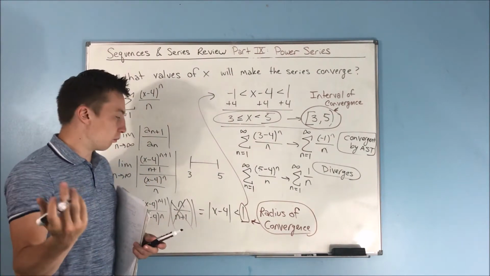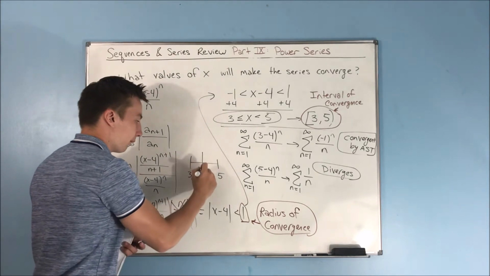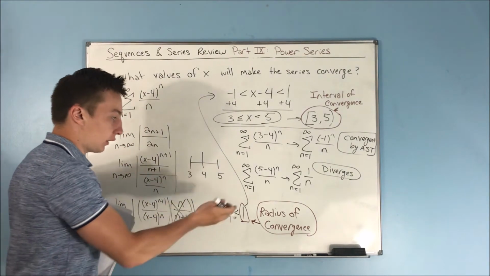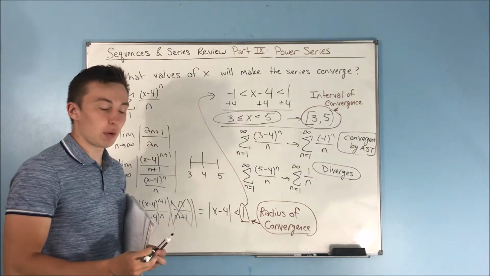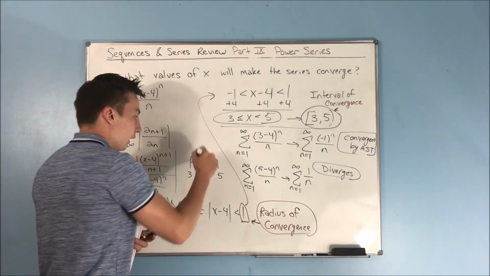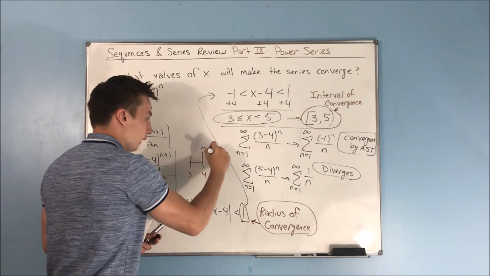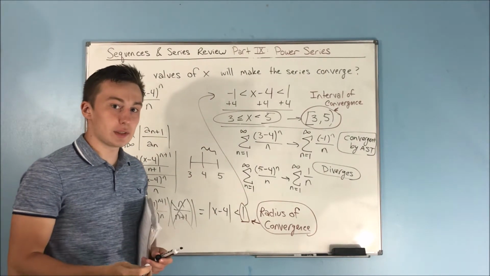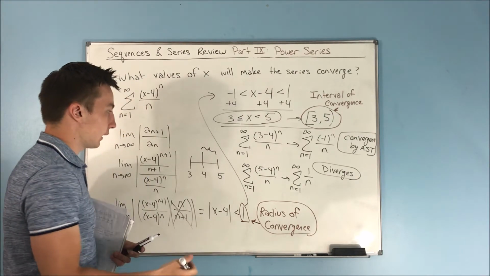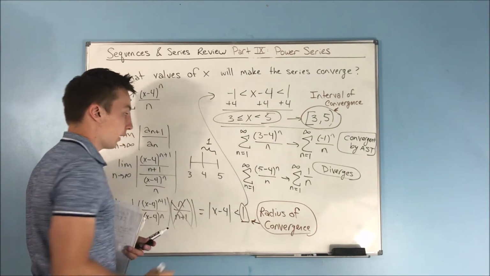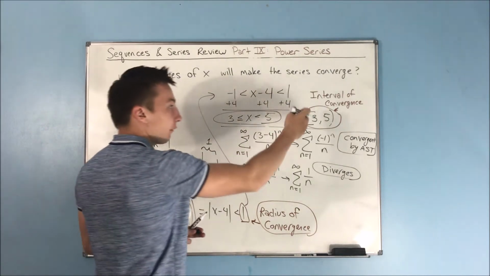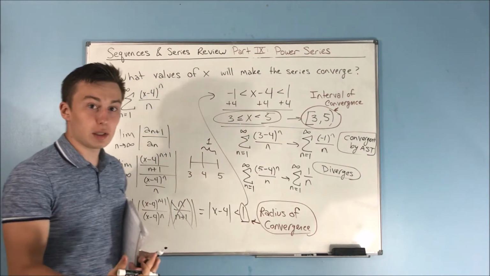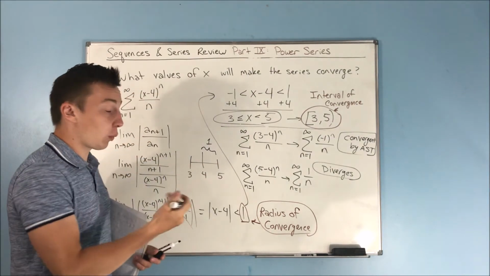Now, the center of my interval is 4, and the radius of the interval is the radius of convergence. The radius of this interval is from here to here, from the center to one of the endpoints. What's that distance? It's 1. So the radius of the interval of convergence is your radius of convergence. That's another way you can remember it. So whatever works better for you.